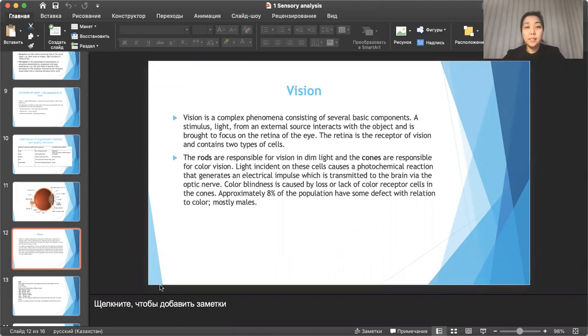So the vision is a complex phenomenon consisting of several basic components: a stimulus, light, from the external source interacts with the object and is brought to focus on the retina of the eyes. So the retina is a receptor of vision and contains two types of cells. Firstly, the rods are responsible for vision in dim light, and cones are responsible for color vision.